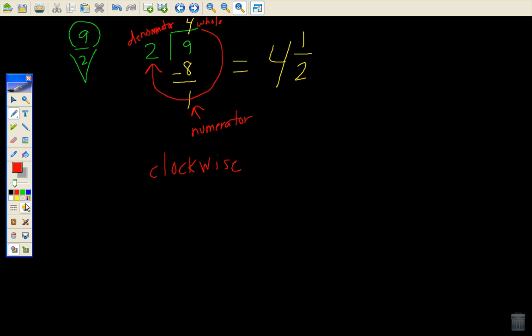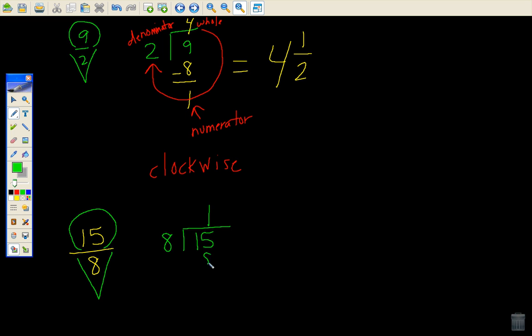Let's try another one real quick. Let's say we have 15 eighths. So we're going to draw our ice cream cone. This will be in the freezer. This will be out of the freezer. So I know that 15 goes inside, 8's over here. 8 times 1 is 8, obviously. 8 times 2 is 16. So this isn't going to go in but 1 time.